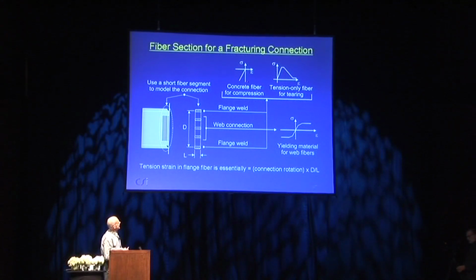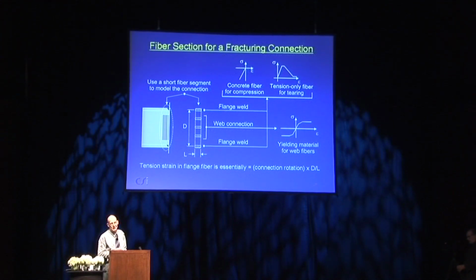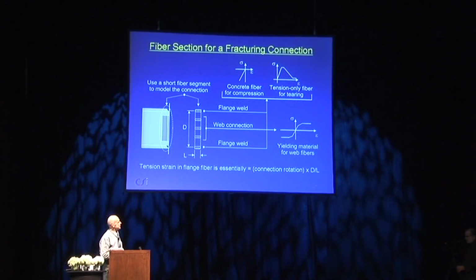For the flange, the way you can model it in Perform is with a concrete fiber to provide the compression, just because a concrete material is a compression-only material. That models compression. You'd probably make it very strong in compression. For tension, you could use a tension-only fiber, which has a very small ductile range and basically fractures. This would then enable you to model a fracturing weld at the flange. For the web connection, which is more ductile, a more ductile yielding material, you would do this using a fiber section.